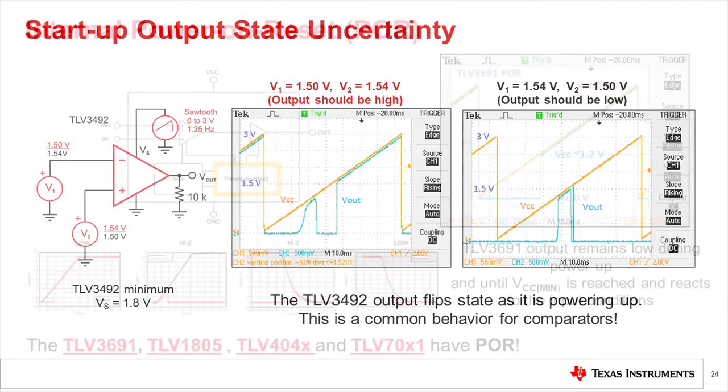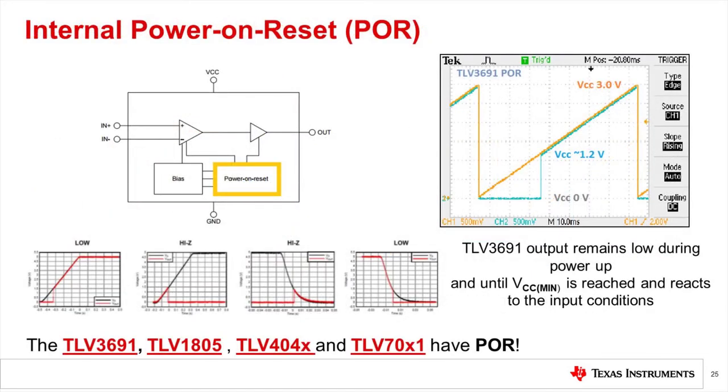But thankfully, some of our newer and more modern comparators have internal circuitry that addresses this issue. It addresses this issue by having an integrated power on reset circuit, or POR. And what POR does is control the output when a supply is ramping up or down. When the supply voltage is greater than or equal to the minimum recommended operating voltage, then the output will reflect the state of the inputs.